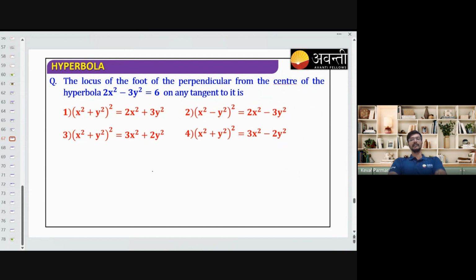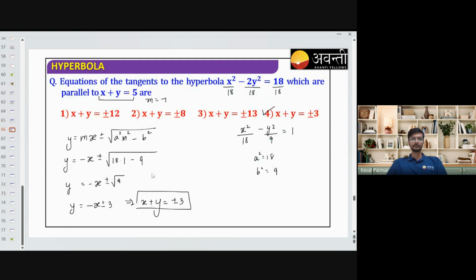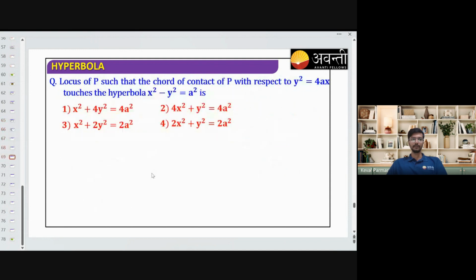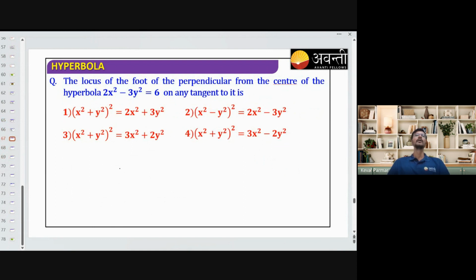Here it is. Let's think about it. The locus of the foot of perpendicular from the center of the hyperbola on any tangent to it is. Now, we have to draw any tangent to the hyperbola. How can we draw any tangent to the hyperbola? This is the question, right? So, the locus of the foot of perpendicular from the center of the hyperbola. The center of the hyperbola is (0, 0).